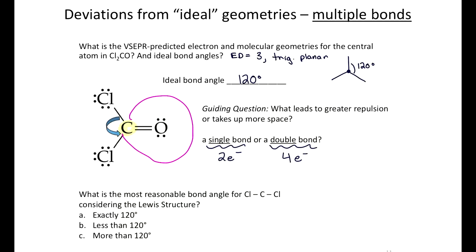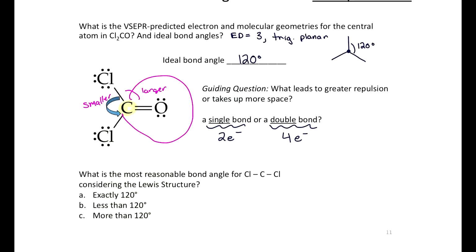So what's going to happen to this chlorine-carbon-chlorine bond angle? They're going to get closer together, all right? So this bond angle gets smaller. The bond angle on this side actually gets larger because of that carbon-oxygen double bond. So the most reasonable bond angle for the chlorine-carbon-chlorine is going to be slightly less than 120 degrees, because this double bond just takes up more room and it pushes those bonds closer together, right?